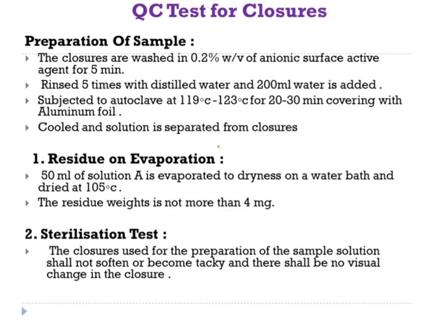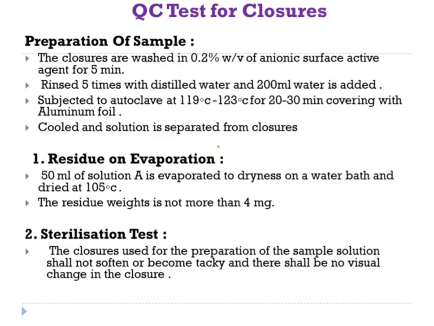Preparation of sample. The closures are washed in 0.2% w/v of ionic surface active agent for 5 minutes. Rinsed 5 times with distilled water and 200 ml water is added. Subjected to autoclave at 119 degrees Celsius to 123 degrees Celsius for 20 to 30 minutes, covering with aluminum foil. Cooled and the solution is separated from the closures.